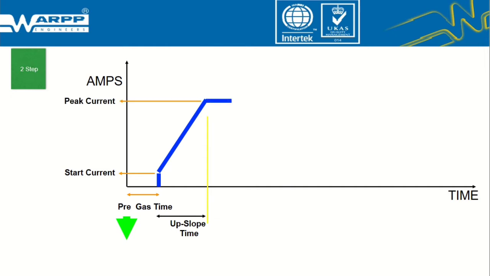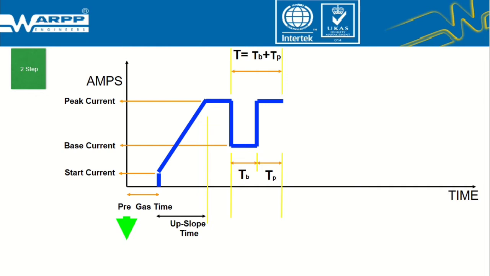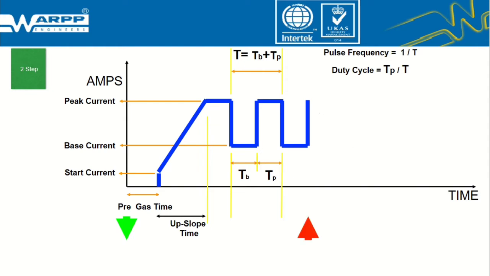If you are using a pulse welding mode, you get peak current, base current, duty cycle, and pulse frequency as per the preset values. Then press the torch trigger to finish the welding. The peak current comes down to the stop current value with the preset downslope time.